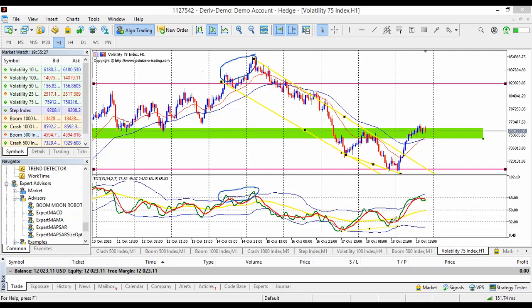We have different patterns of W. I have one here that forms a divergence for me as well. It comes like this, you can see, and this one goes like this. This is divergence. It's a clear sign that the market is reversing.